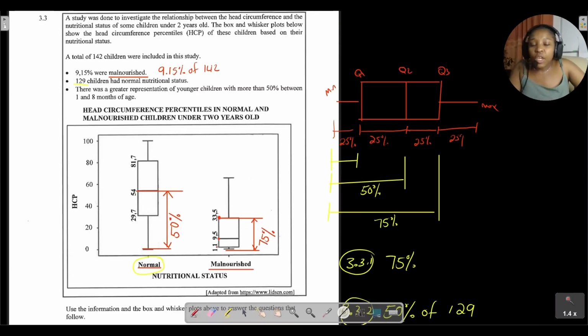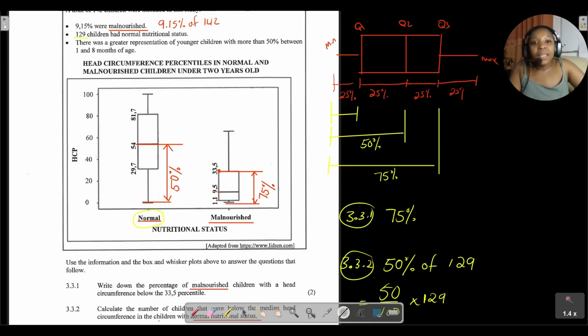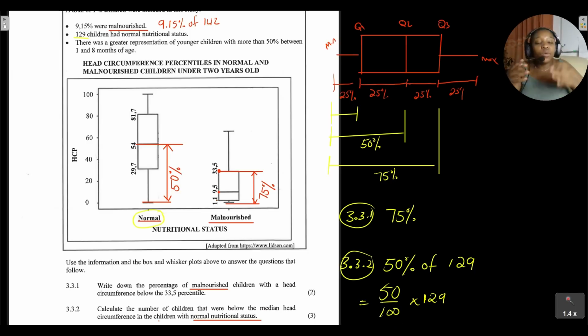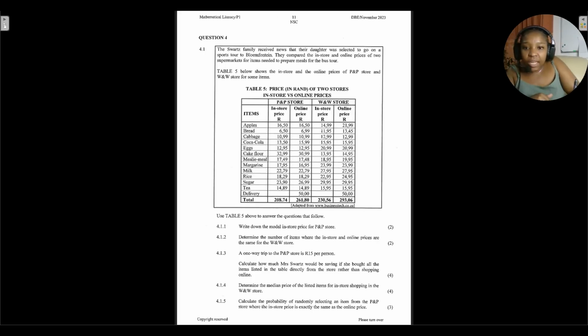Cool stuff. So I hope that makes sense. The takeaway is us remembering that the different sections of our box and whisker diagram represent certain percentages. And if we understand that, then we are able to answer the questions. Let's have a look at the next question.